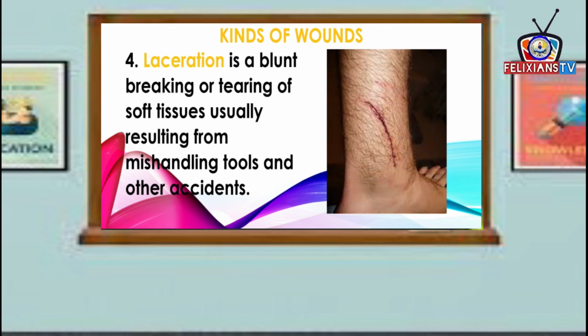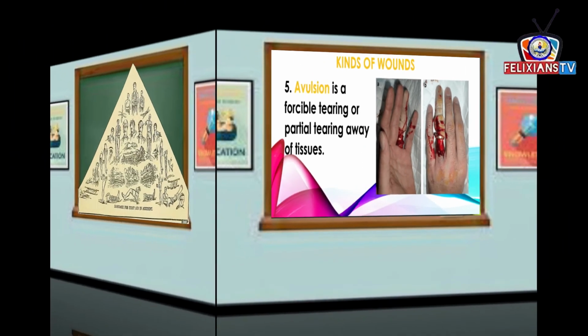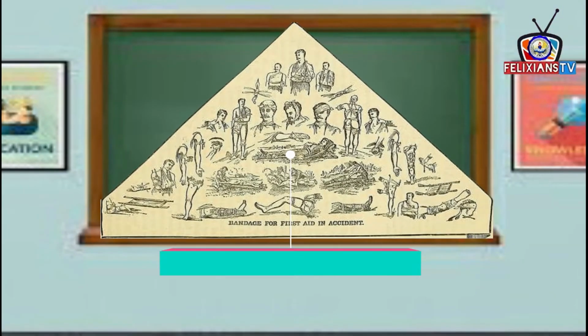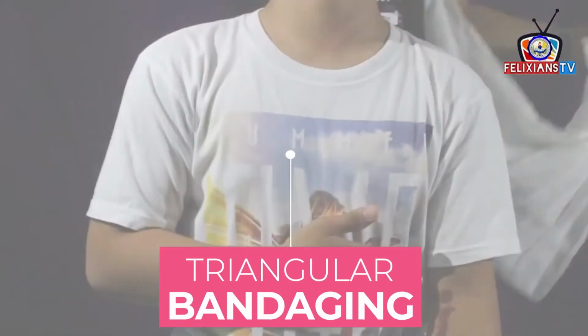Number 4, laceration is a blunt breaking or tearing of soft tissues, usually resulting from mishandling tools and other accidents. And number 5, avulsion is a forcible tearing or partial tearing away of tissues. For different types of triangular bandaging, please watch this video.